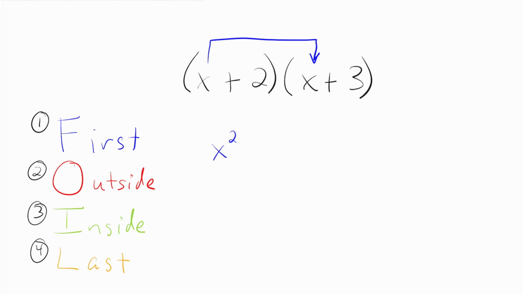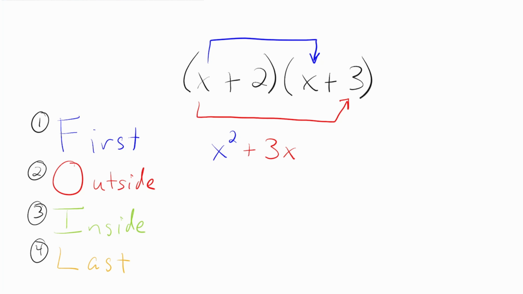All right, the next step is outside. What are the 2 terms that come furthest on the outside? Way over on the left, it's going to be x, and way over on the right, it's going to be the 3. So let's multiply now the x and the 3, which gets us 3x.